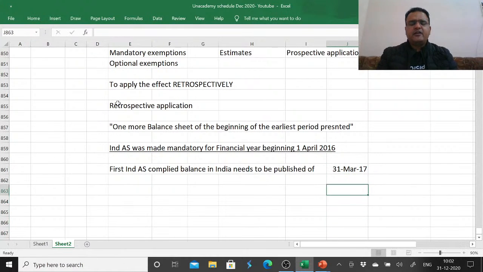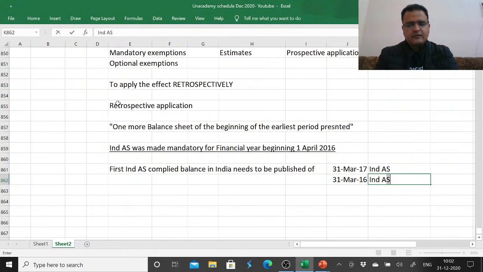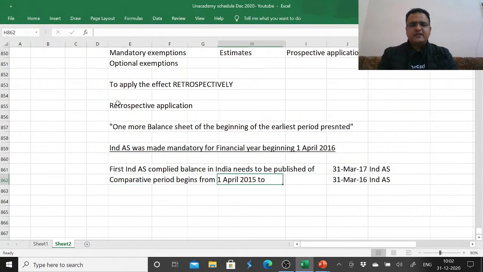Now when we are implementing IFRS and Ind AS, the requirement of Ind AS 1, presentation of financial statements, is that we also need to give comparative of 31st March 2016 along with it. That should also be based on Ind AS. The income statements, the statement of changes in equity, the cash flows, all should be based on Ind AS. That means in reality, the comparative period begins from 1st April 2015 to 31st March 16. This is the period we are covering, which is also based on Ind AS. Though we are presenting the first balance sheet of Ind AS being published in the year 2017, along with that we are required to publish the comparative also based on Ind AS.